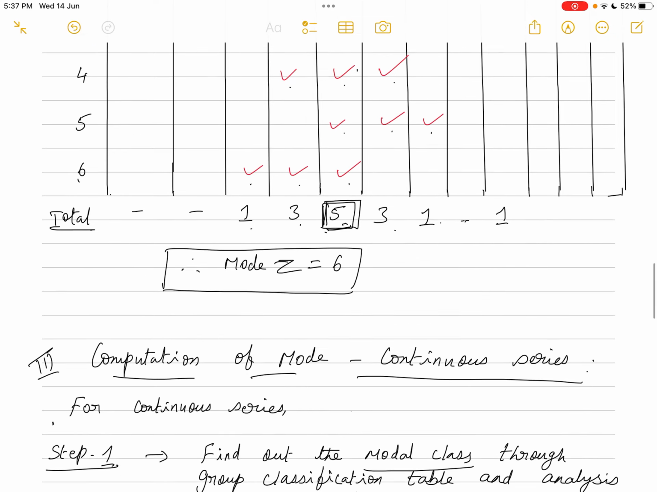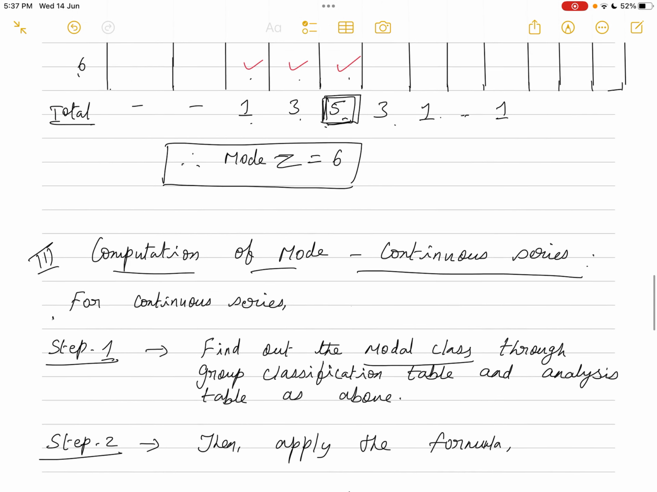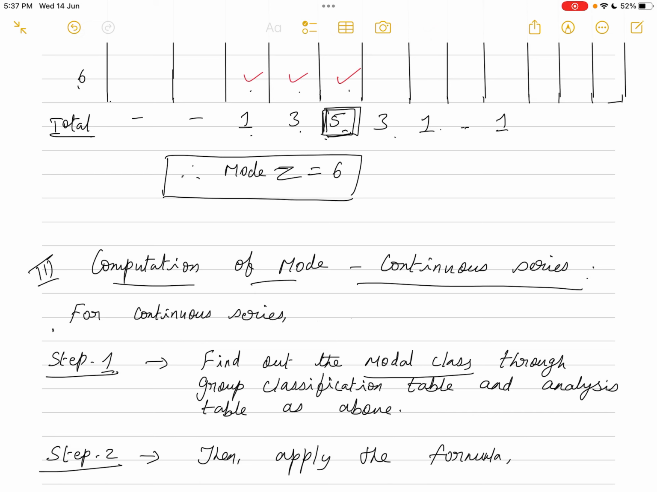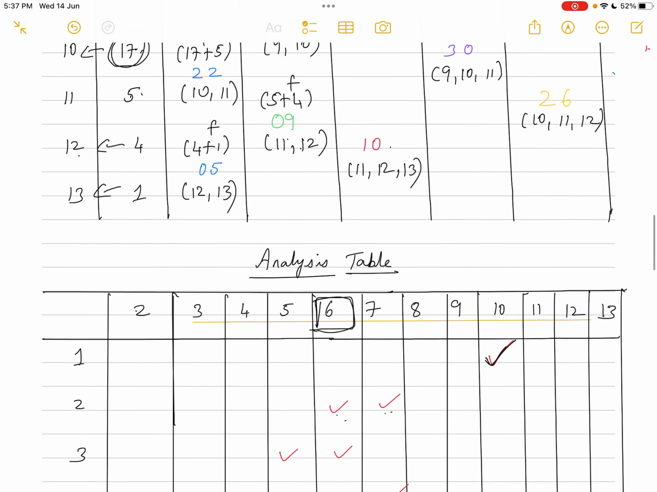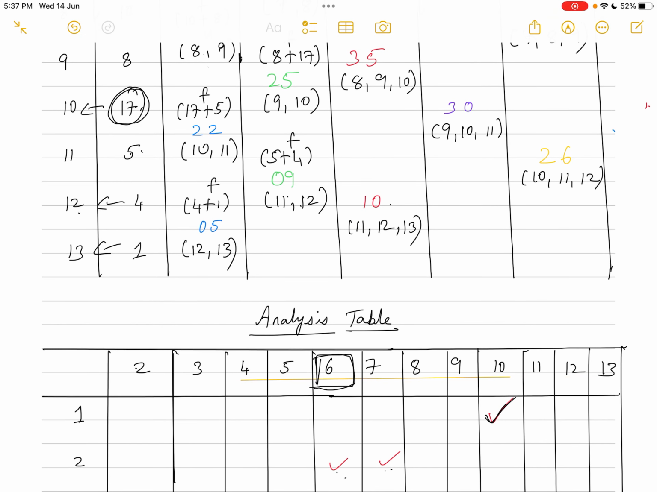And as far as the continuous series is concerned, the method is the same up to here. The only thing is, instead of 2, 3, 4, 5, 6 in the continuous series, maybe it is 20 to 30, 30 to 40. I am just giving you an example. Like that, 40 to 50, 50 to 60, 60 to 70, 70 to 80, 80 to 90, 90 to 100 and so on.